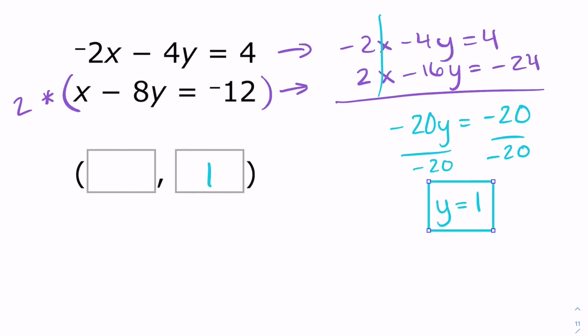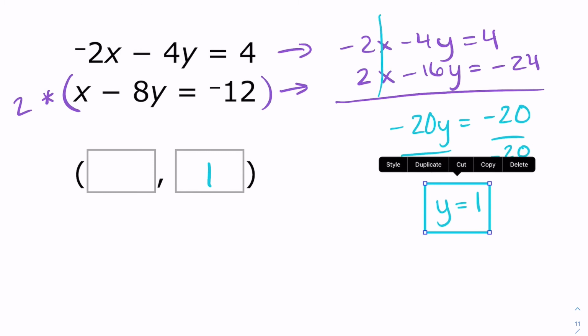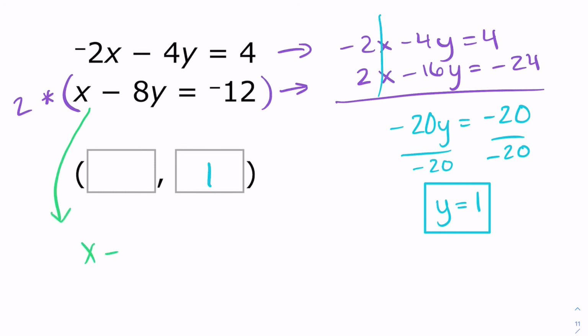And that looks pretty good. So y is 1. And what I'm going to do now is, let's pick, what line do I want to, you know what, let's do this one because this one looks a little bit easier. I'm going to take the original here, x minus 8y equals negative 12. And I'm going to take 1 and put it in for y.